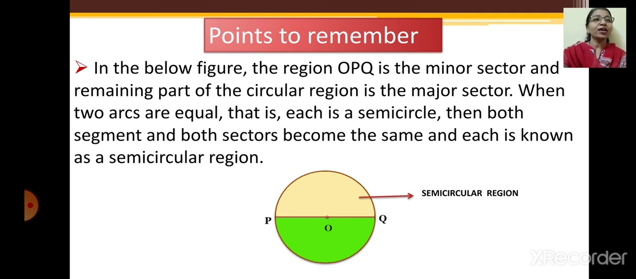So in this way, I have just introduced the circle and different components of the circle. What is tangent, segment, sector, right? So from the next video lesson, we will start solving the exercise 10.1.